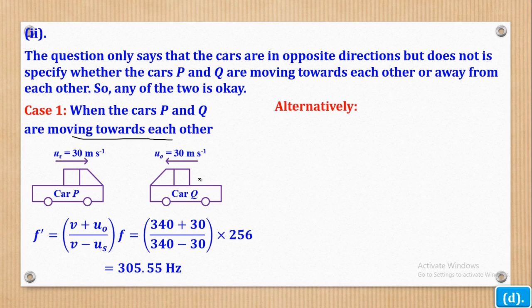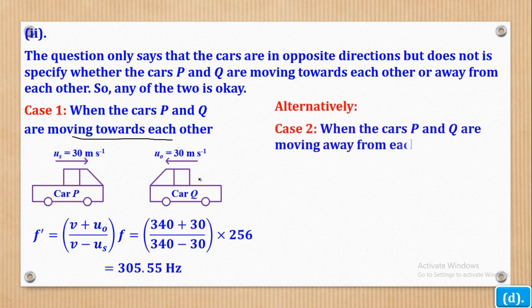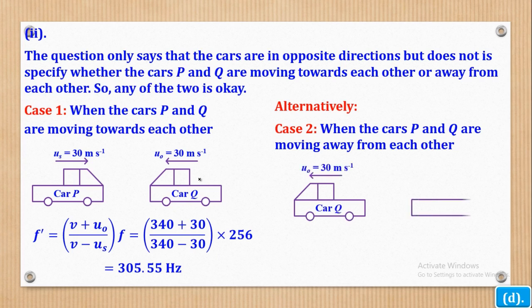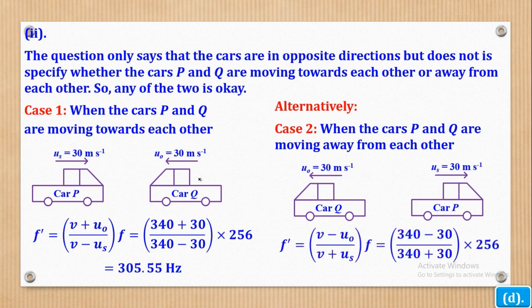What about when they are moving away from each other? When that happens, the sketch will be in this form. Now we are doing these two alternatives because the question only said they are moving in opposite directions. The question did not specify whether they are moving towards each other or away from each other. Therefore, any of the two options is okay. So when you use this option of moving away from each other, the formula will be in that form. Therefore, substituting and using the calculator, we shall come up with this as the required frequency. So any of the two alternatives is okay.